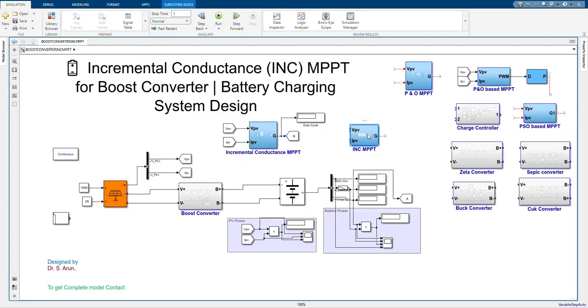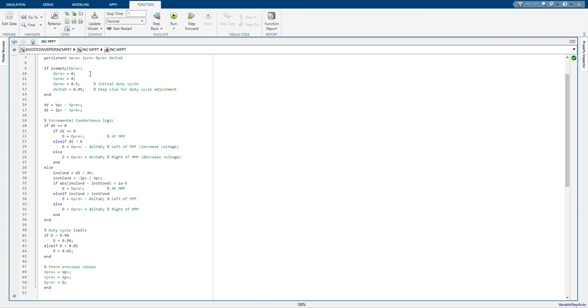So this is my second one, the incremental conductance MPPT. You can see here I already took the previous voltage and current samples in the code itself, and I choose D is equal to 0.5 for the initial duty cycle. Then delta D I choose as 0.05. Once we measure the PV voltage and current, we calculate dV and also dI. Then, if dV is equal to 0 and dI is equal to 0, the final duty cycle is equal to the previous one.